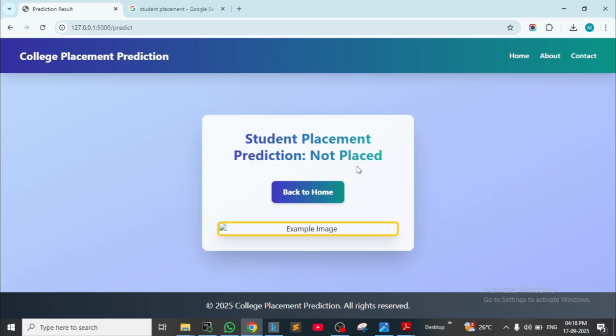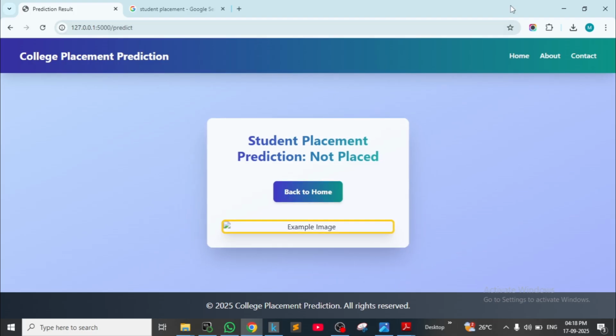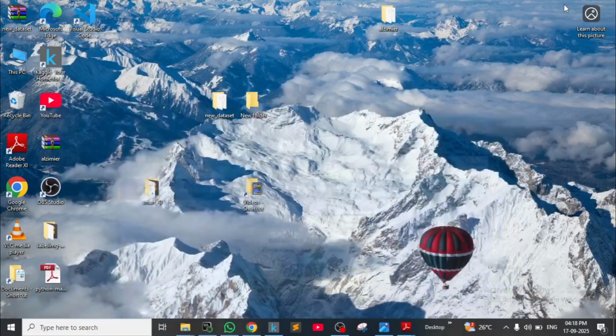Now I will briefly explain the details of this project. Before that, I will show you that we took two research papers for this model, for reference only. You can easily come to know by looking at the research papers.